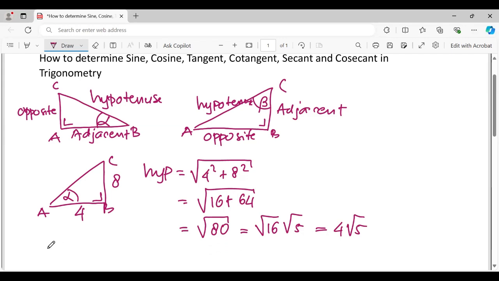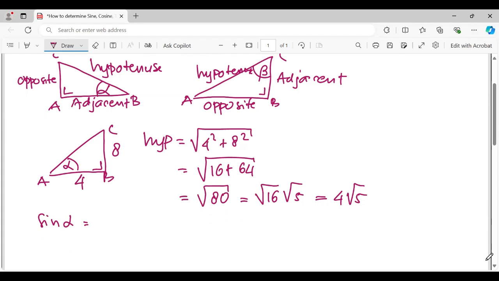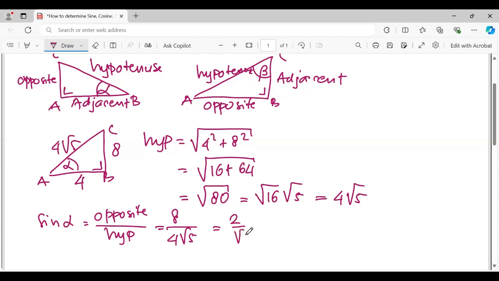Now, sine alpha is opposite over hypotenuse. The hypotenuse is 4 square root 5. So the opposite of alpha is 8 over hypotenuse 4 square root 5. 8 divided by 4 equals 2 over square root 5. Now we are going to simplify, multiply by square root 5 over square root 5. It becomes 2 square root 5 over 5, or 2 over 5 square root 5.